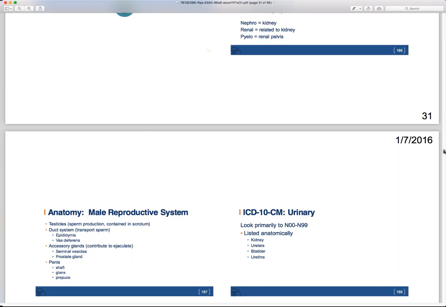54408, that is a repair. See, one's a repair, one's a removal. 54410 is a removal and a replacement. So you have to kind of read and see what they are getting ready to do.